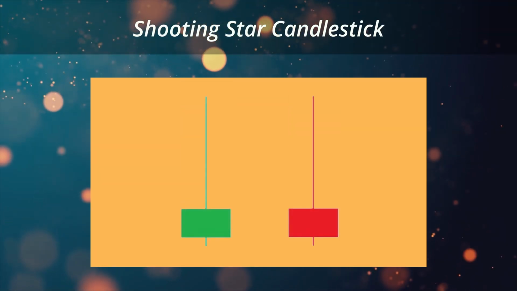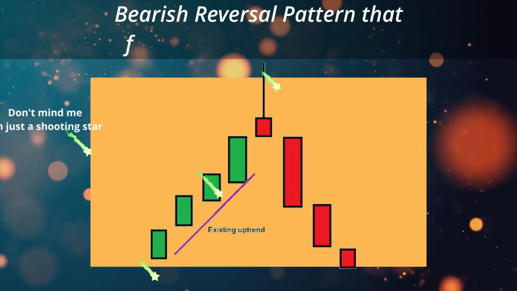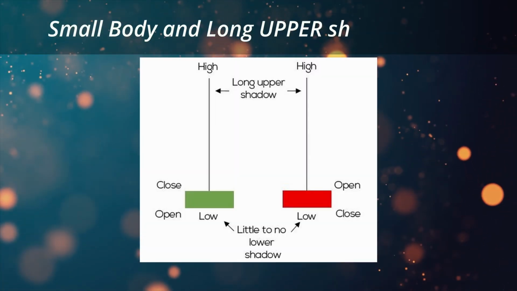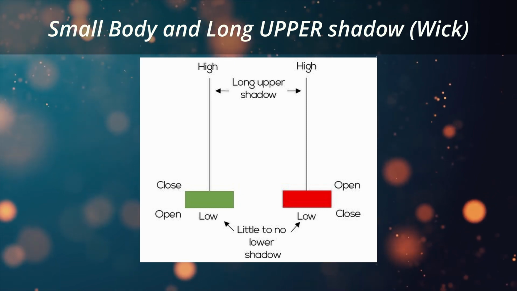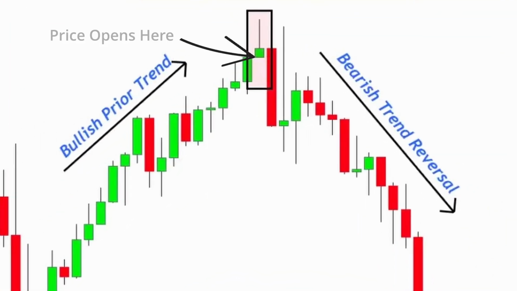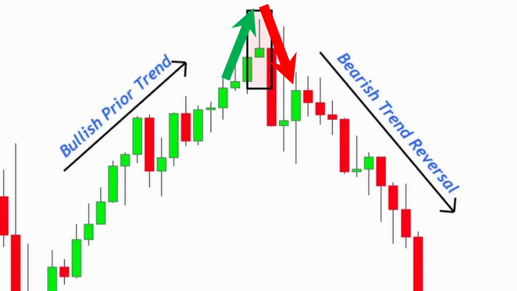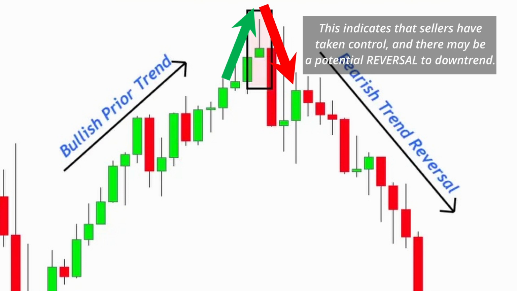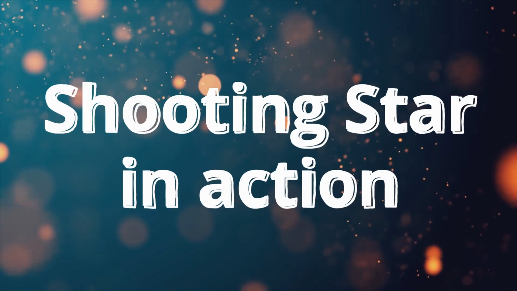Now let's talk about the shooting star candlestick pattern. This pattern is a bearish reversal pattern that is formed at the top of an uptrend. It is characterized by a small real body and a long upper shadow. This pattern shows that the price opened at a low, then rose significantly, but sellers came in and pushed the price back down, closing near the opening price. This indicates that the sellers have taken control and there may be a potential reversal to a downtrend. Here are some examples of shooting star candlestick.